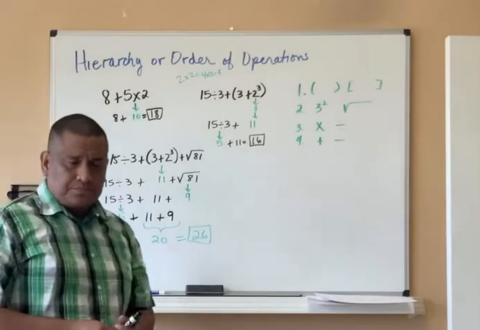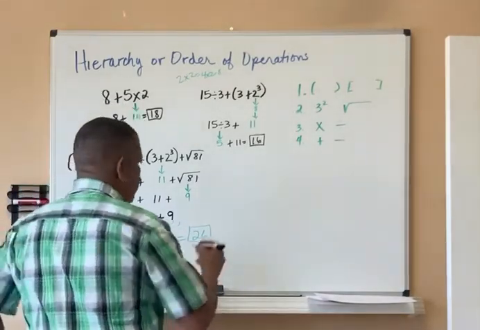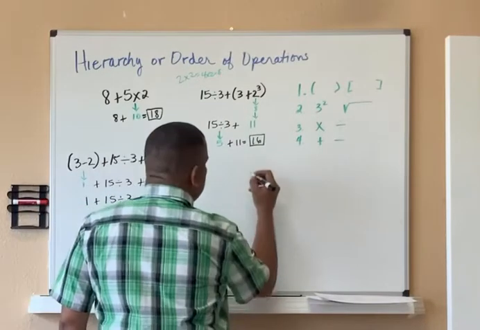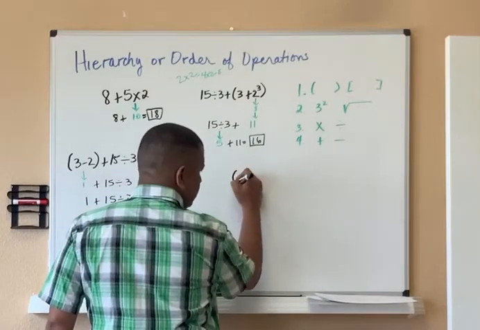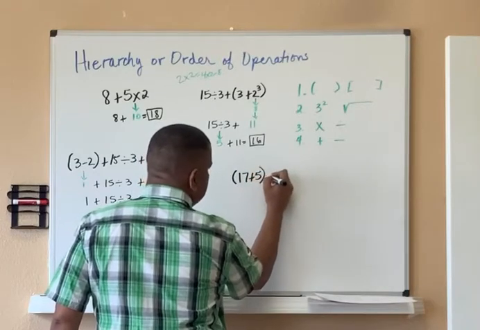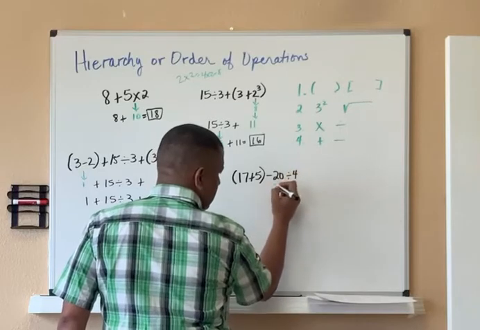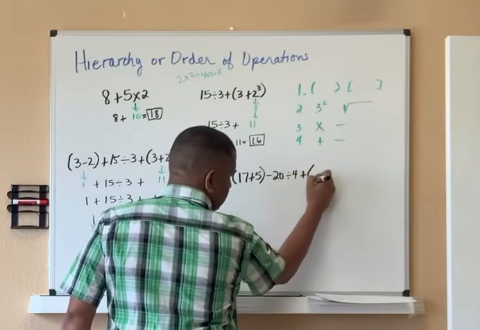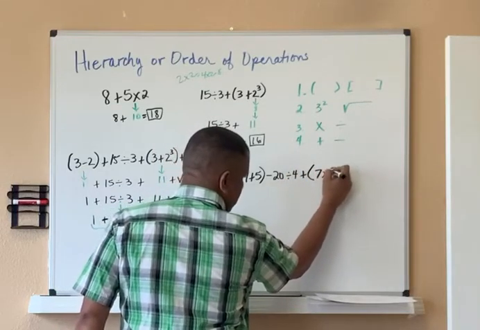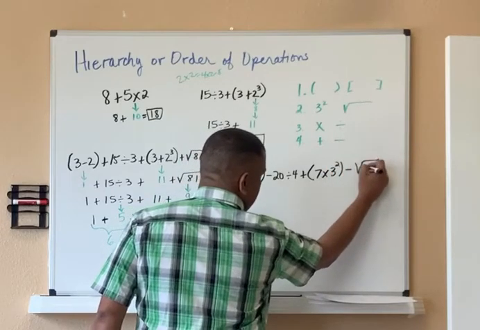Are we ready? I'm going to go ahead and write down this problem here, and let's work it out. Write it down with me. Open parentheses, 17 plus 5, close parentheses, minus 20 divided by 4, plus 7 times 3 to the second power, close parentheses, minus the square root of 49.